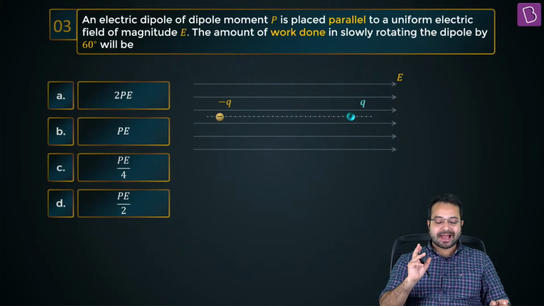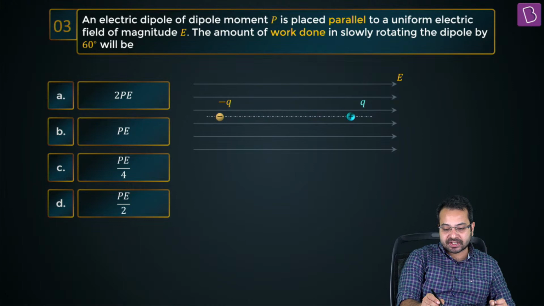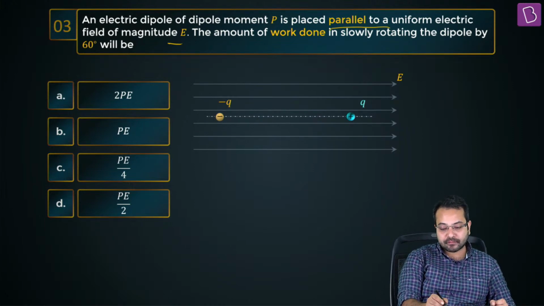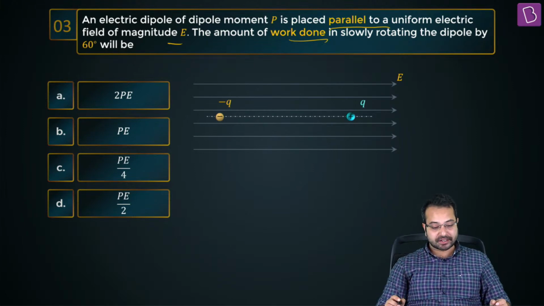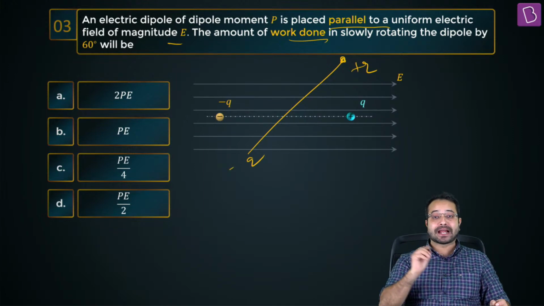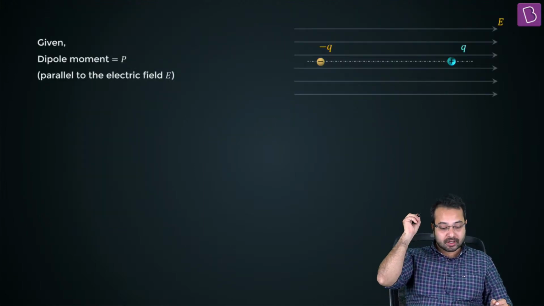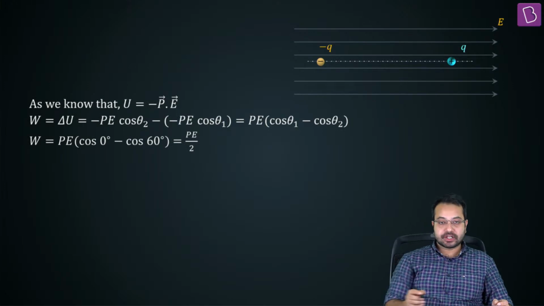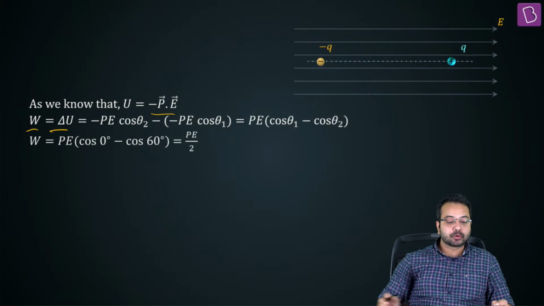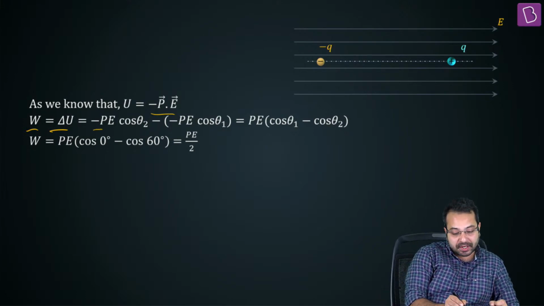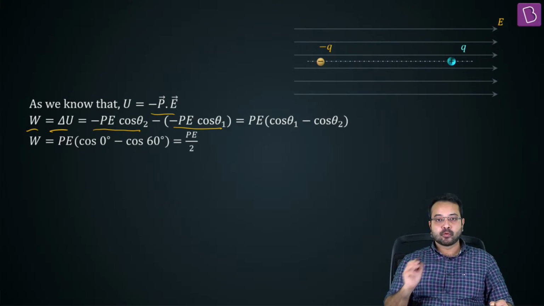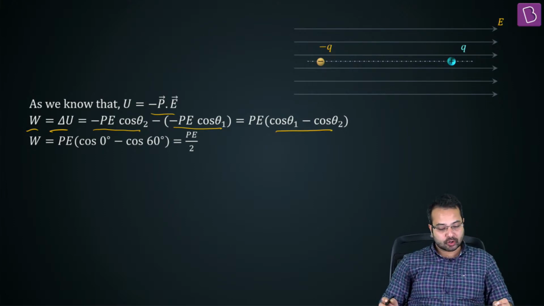Let's go. An electric dipole of dipole moment P is placed parallel to the uniform electric field of magnitude E. The amount of work done in slowly rotating the dipole by 60 degrees. So the dipole now would be like this. We have to calculate what is the work done. Now the potential energy is given as minus P dot E. The work done will be equal to the change in potential energy. So this will be minus PE cos theta 2 minus PE cos theta 1, which will be PE (cos theta 1 minus cos theta 2).